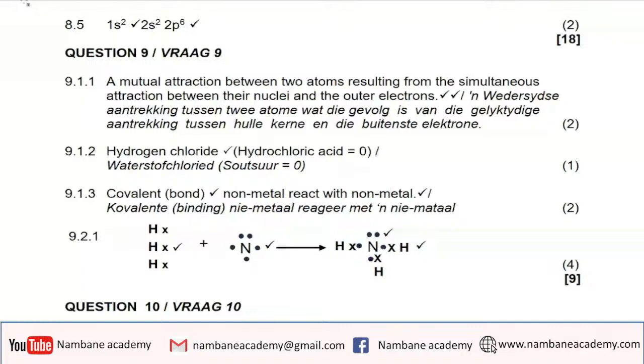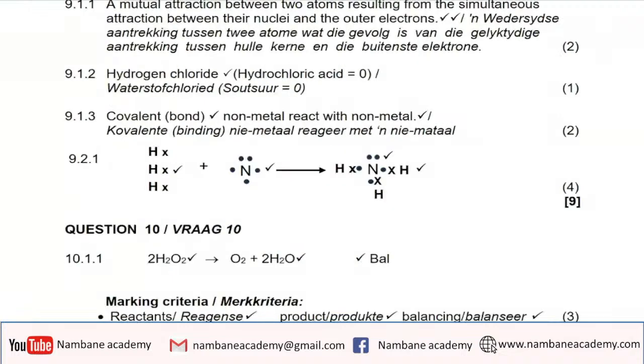And then 9.2.1, should actually just be 9.2. Use Lewis structure to show the formation of ammonia. Now for that one, we are using Lewis structures, 3 hydrogens with 1 electron each, and then the 5 on the nitrogen. So 1 mark for each, and then adding the 2, showing that there is a sharing between the 2. It is another 2 marks. So 1 mark it is for sharing, and then showing the lone pair, it is another mark. So for that question, it is 9 marks.